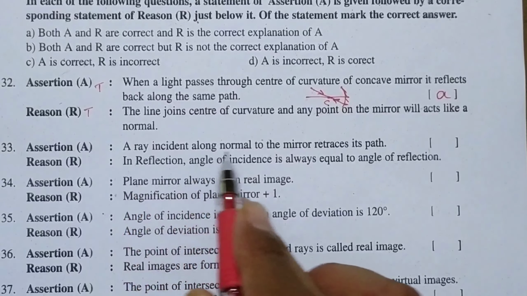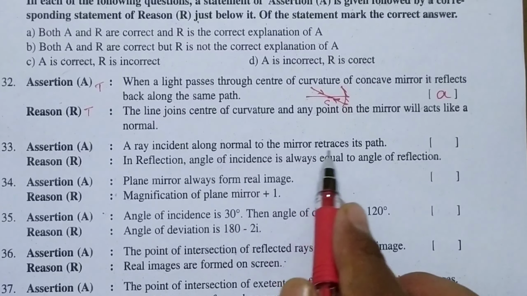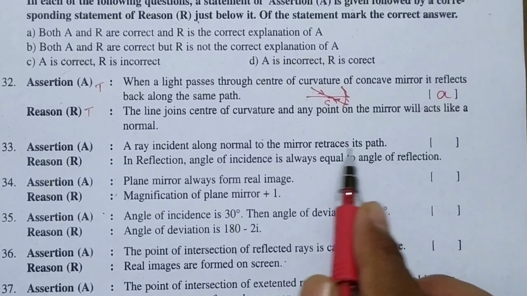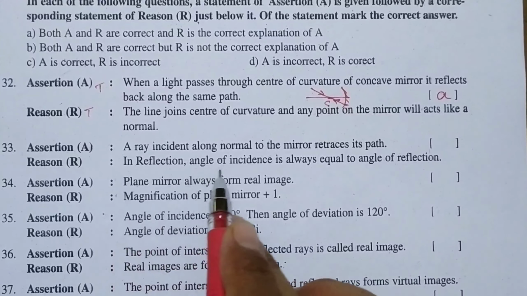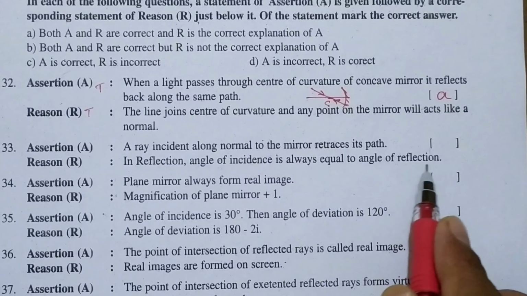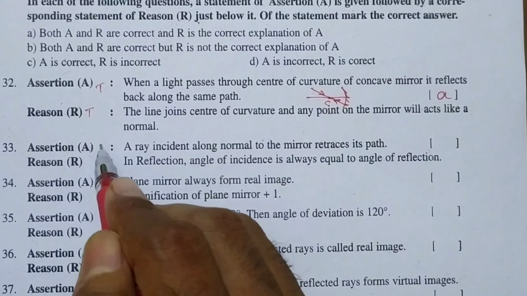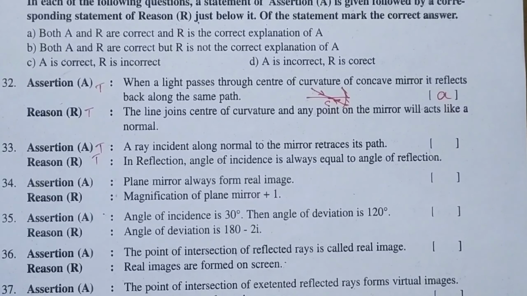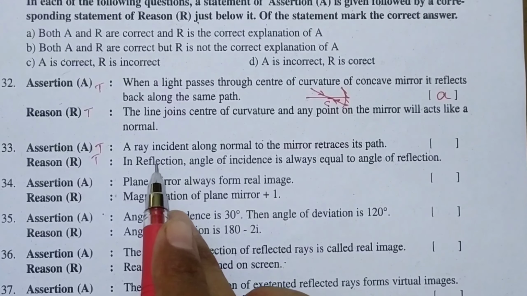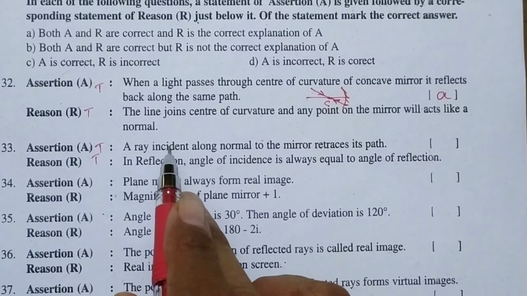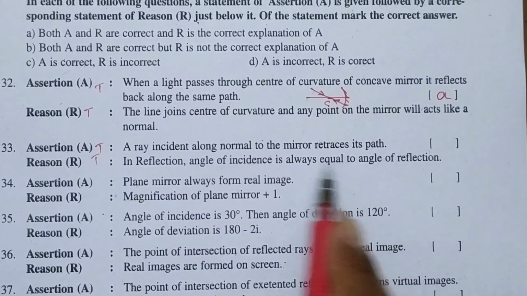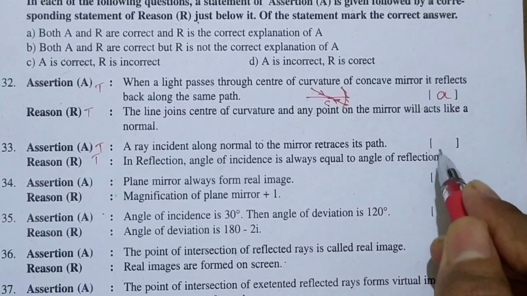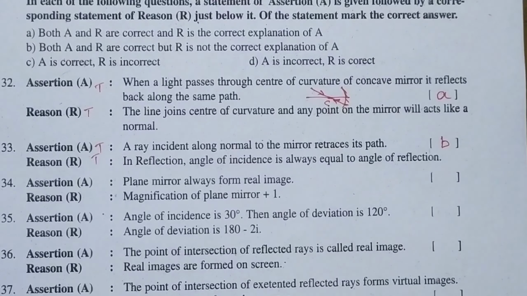A ray incident along normal to the mirror retraces its path, means it follows the same path. Now in reflection, angle of incidence is always equal to angle of reflection. Here you observe both are true, but in this case R is not the suitable explanation of A. A is a different statement and R is a different statement, both are true. So in that case option B can be given. So for 33rd question, option B is the right answer.